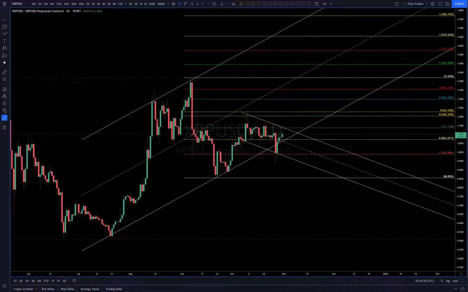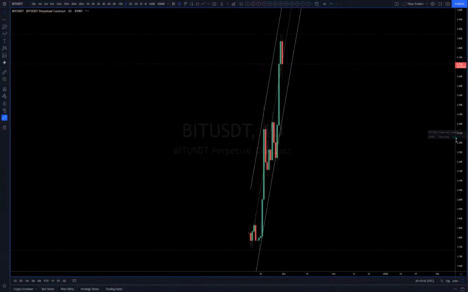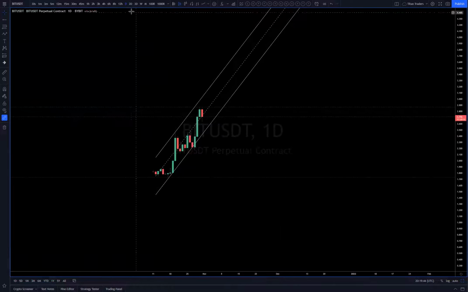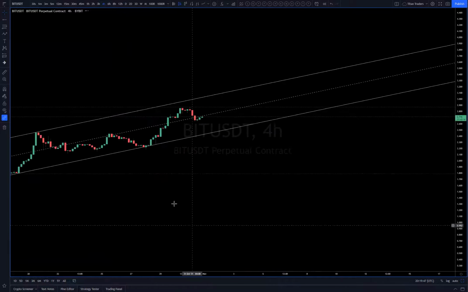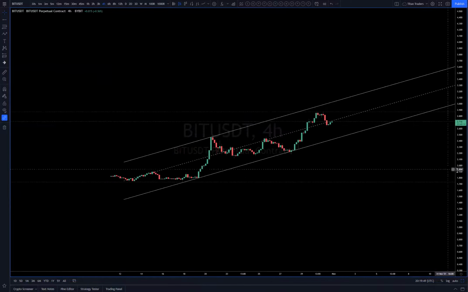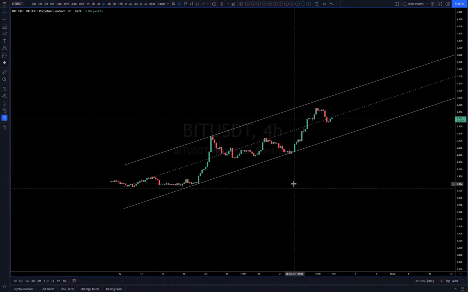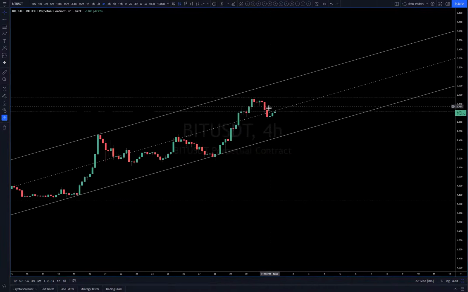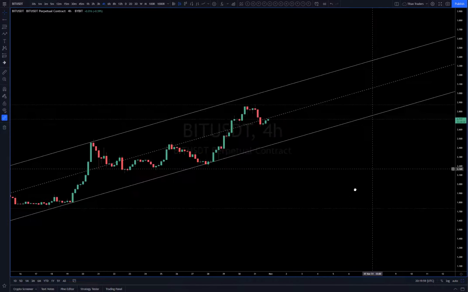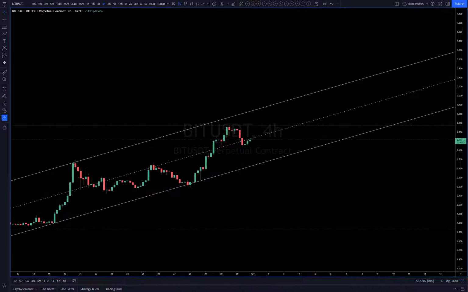Okay, moving over to, let's go to BIT. And why am I showing BIT? Because, well, I hold this coin. So again, not trying to pump it or anything, but looking at the current channel, I like what it's doing. We can see we're currently testing the middle of the channel, an area of potential resistance.